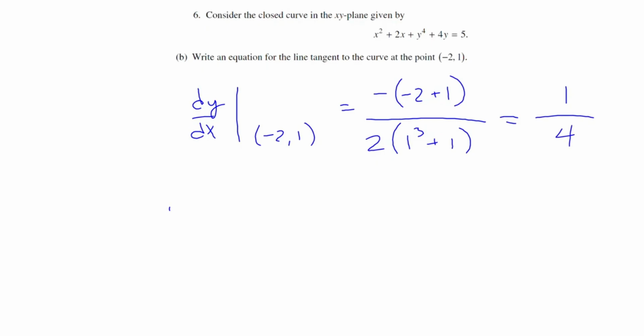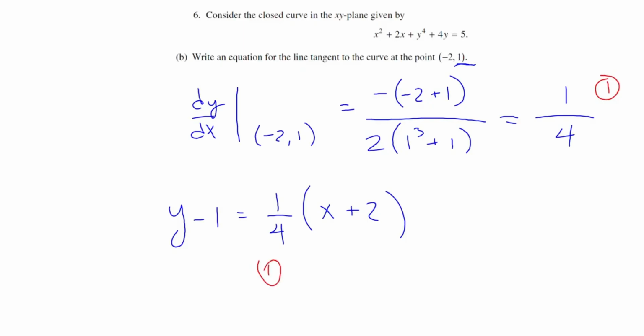Our equation in point slope form will then just be y minus 1, right, our y value, equals our slope of 1/4 times x minus negative 2, or just x plus 2. And they gave you 2 points there, 1 for the slope and 1 for the equation.